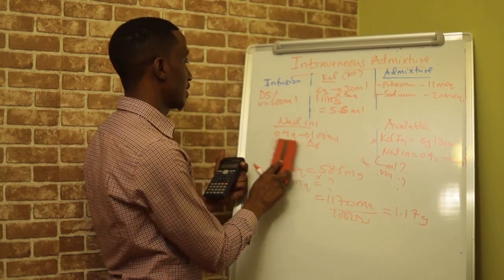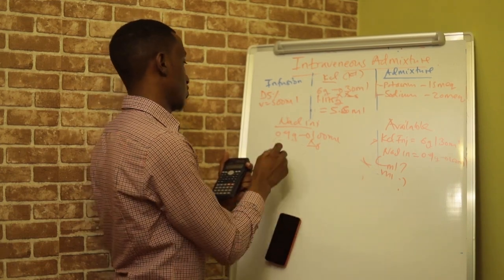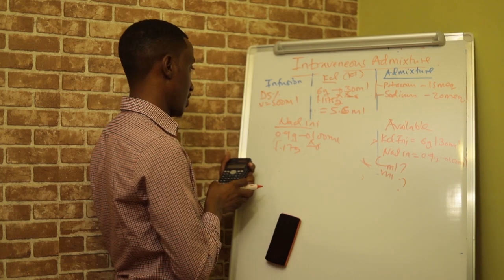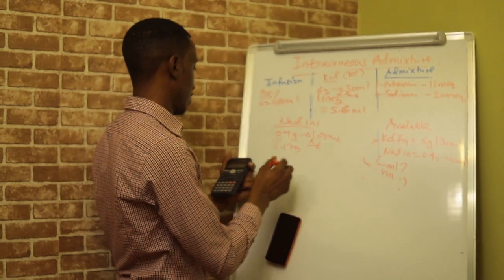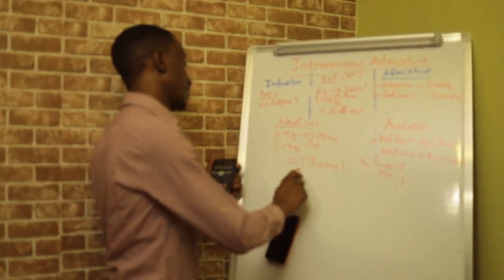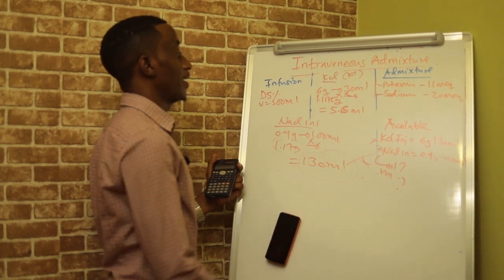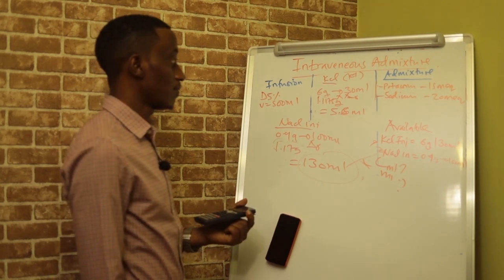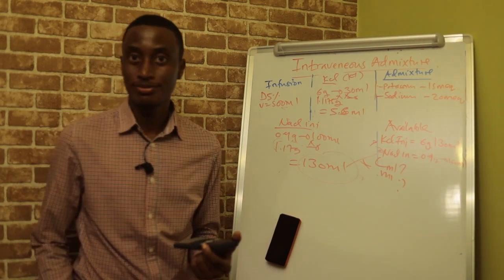Okay, then substitute grams here. Substitute 1.17 grams. If you multiply by 100 divided by 0.9, you get 130 mils. So 130 ml of sodium will be drained from here, and 5.6 ml of potassium shall be drained and put into an infusion.